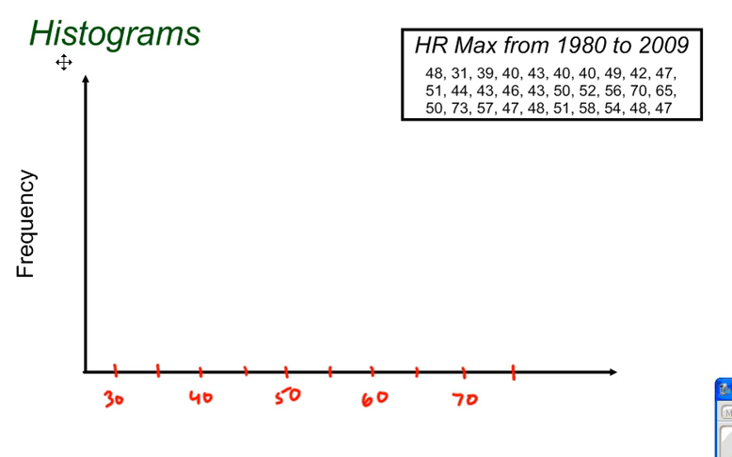Okay, now we're going to go with something called histograms. We're changing our focus from creating displays for categorical or qualitative data, and we're now going to focus on quantitative data. So a histogram is a way to display quantitative data. Okay, you got to keep that in mind. Sometimes people try to make a histogram out of qualitative or categorical data, and that's impossible.